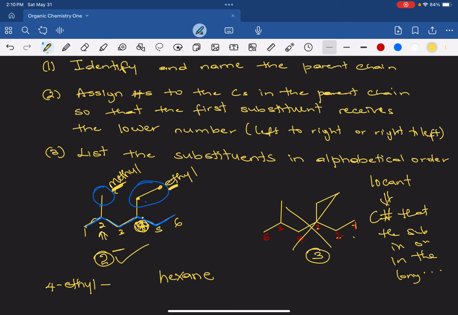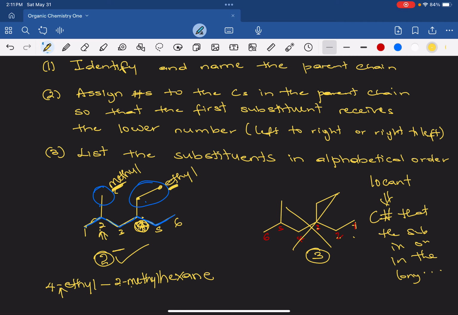We need to write methyl, but remember you must locate where it is. Every substituent must have a locant. Don't forget that. It's on carbon number 2, so you write 2-methylhexane. Remember, your letters and numbers must be separated by a hyphen. Here I'm separating the letter and number by a hyphen. If you don't do that, the name is not correct. So you have to do that.